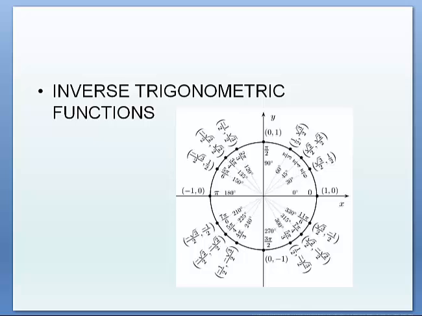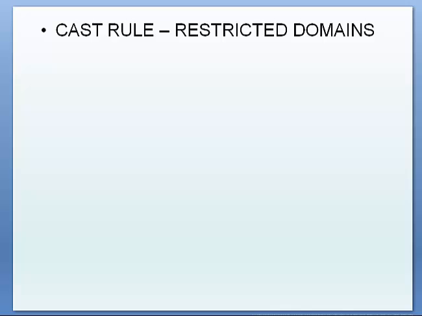So we just concluded looking at the unit circle and identifying coordinates and angles on the unit circle. Now we're going to use that information to solve a different type of trig function, which is called the inverse trig function. Now the first thing that I need to talk about with you is something called the CAST rule.